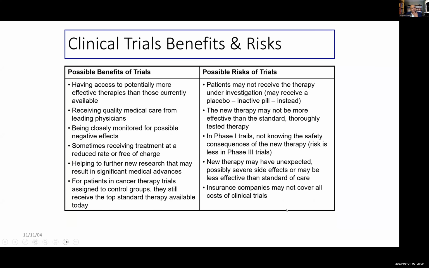Sometimes, conducting clinical trials has a lot of advantages and some disadvantages also. There are always advantages as well as disadvantages.